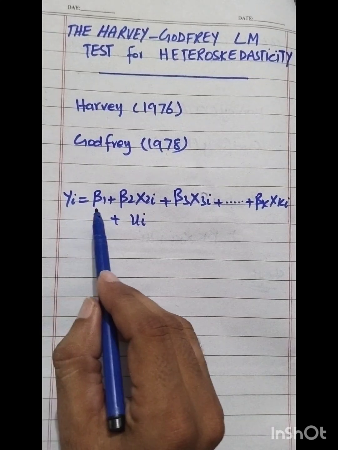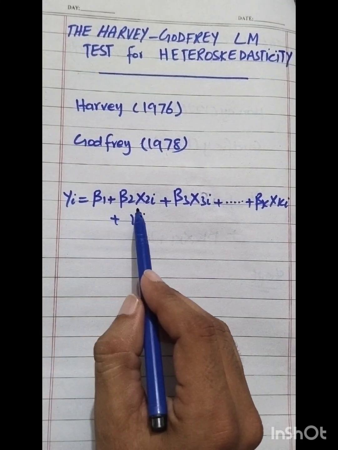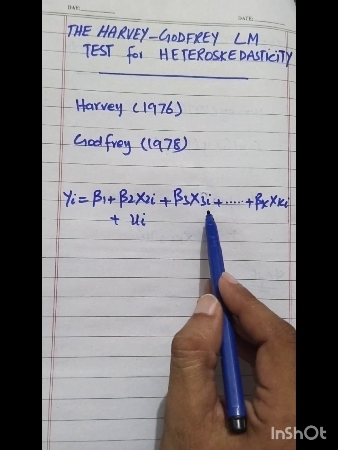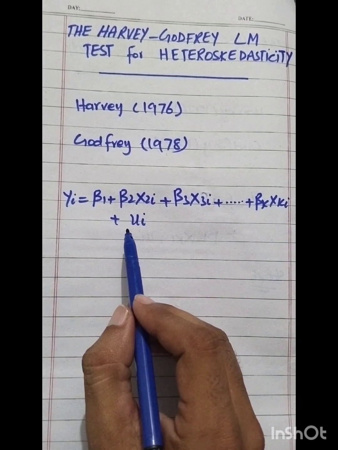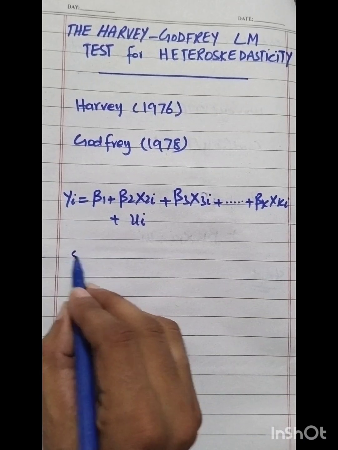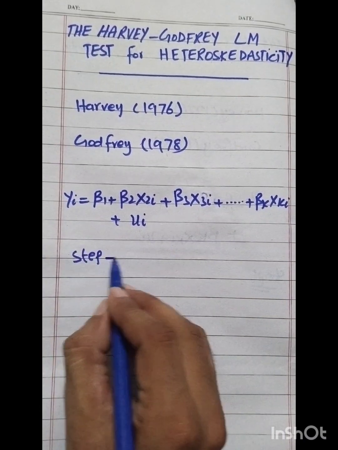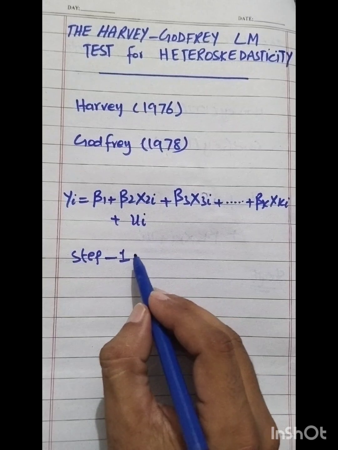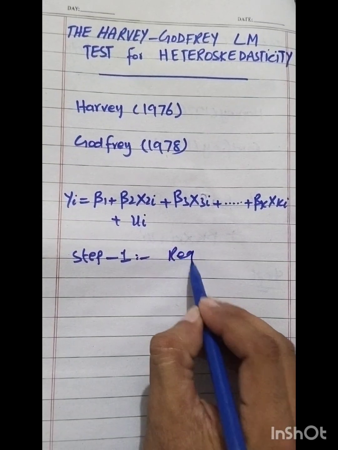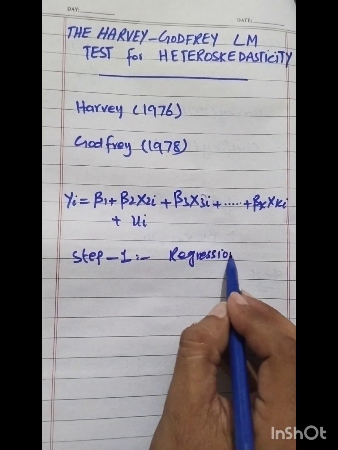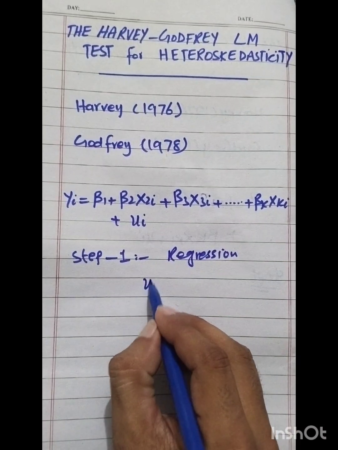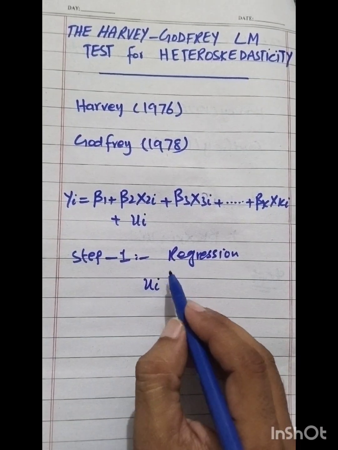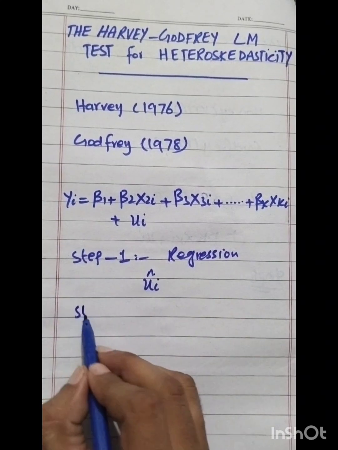That is, yi is equal to beta 1 plus beta 2 x2i plus beta 3 x3i plus beta k xki plus mu i. The first step in this test is, first of all, we will run a regression of the above equation and obtain the estimated residual. Step 2.